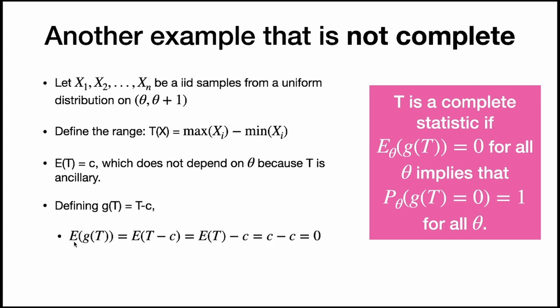So let g of T be T, the range, minus its expected value, c. So what is E of g of T? Well, that's just equal to E of T minus c. And we can prove that that is equal to 0. So the expected value of a function of T is 0. But the probability that that is 0 is not 1. The range is not always equal to its expected value. So sometimes this thing is not going to be 0. Most often it's not going to be 0. So this is another example of something that is not complete because we can find a function whose expected value is 0 that is not always 0.